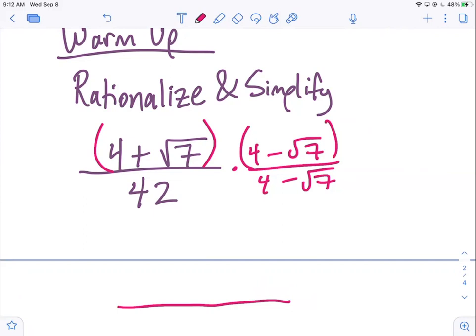So we're going to get what in the top? We're going to get 4 times 4, that's 16. On the inside, we get 4 root 7. On the outside, we get minus 4 root 7. Those are opposites. They cancel to give us the identity element of addition, which is 0. And so now we just have the last.